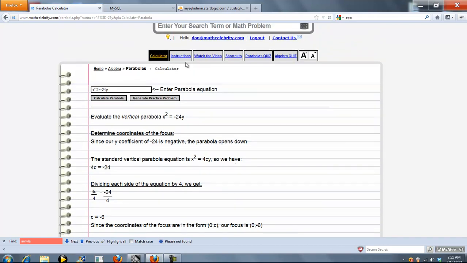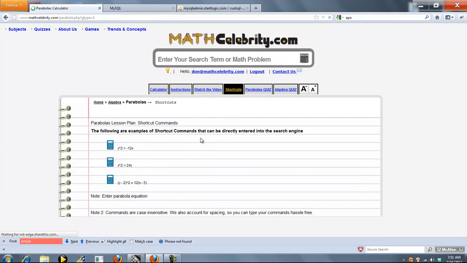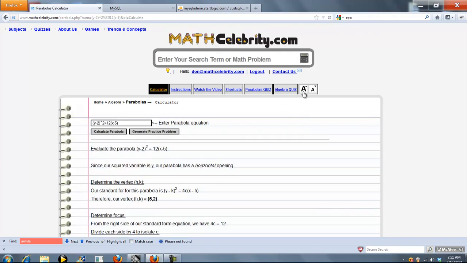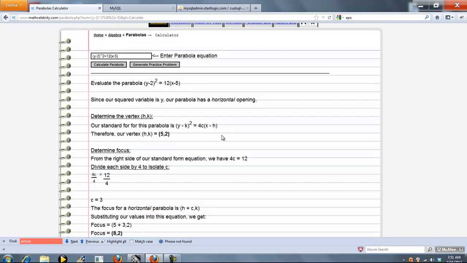So I'm going to show you one more example here of a parabola equation. So let's try this one here. So this time we got to do a little more work. So our square variable is y, so our parabola has a horizontal opening.